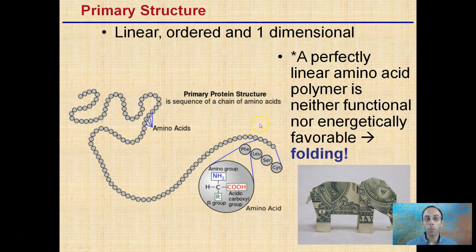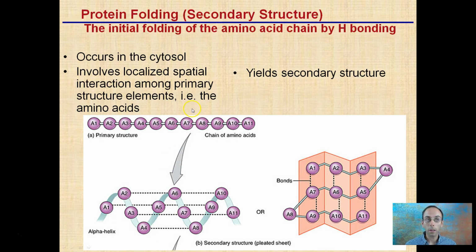Now those amino acids that form a linear kind of chain here, this is only one-dimensional. A perfect linear amino acid polymer is neither functional nor energetically favorable. Folding needs to occur. So this is just the link of amino acids, but now we need folding to take on the proper shape. And what we see here is that initial folding is creating now our secondary structure.